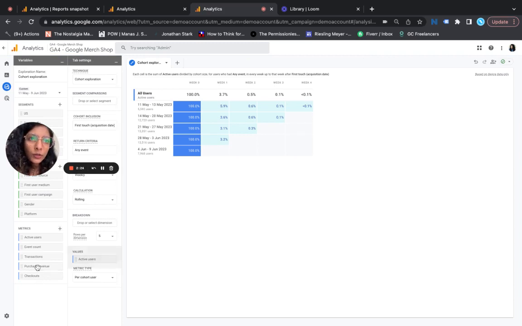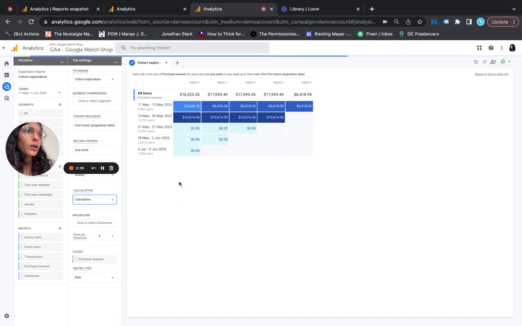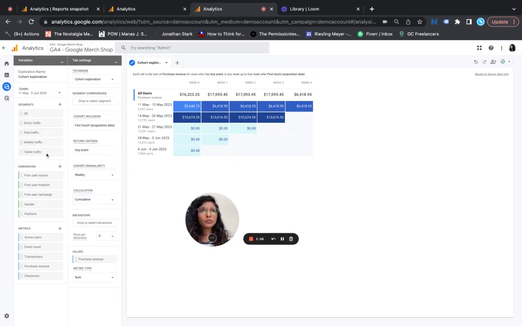Let's look at purchase revenue. So I will change this metric and I will have the revenue now, and I will look at the sum. Now the calculation, you can see that there's a cumulative calculation as well. If I click on this, what this basically tells me is that this cohort in their entire four week period have given 6.5K in revenue to me as a complete cohort, right? So these are the different things that you can do.